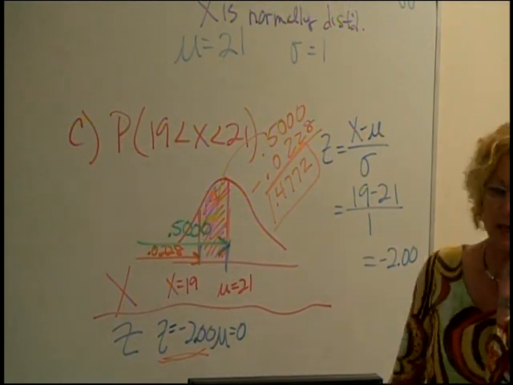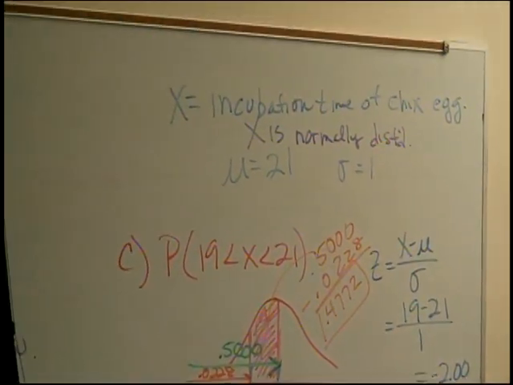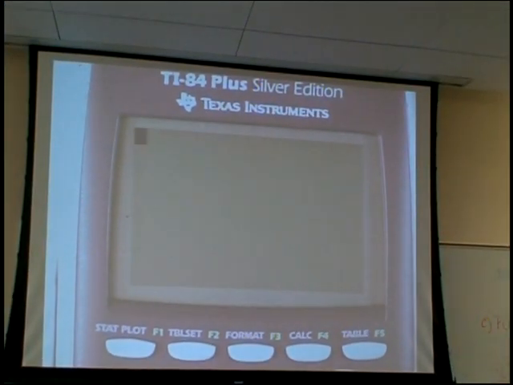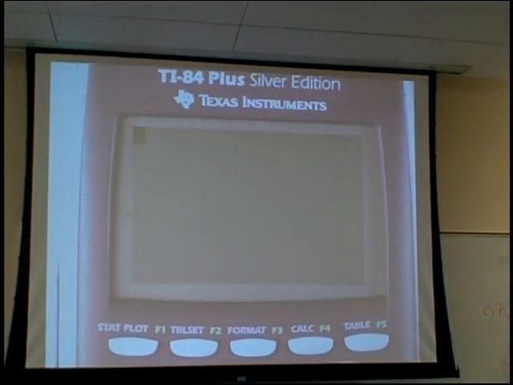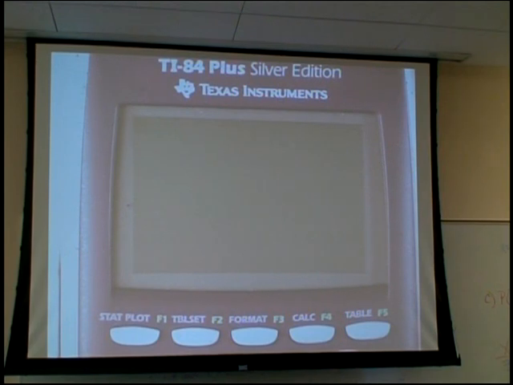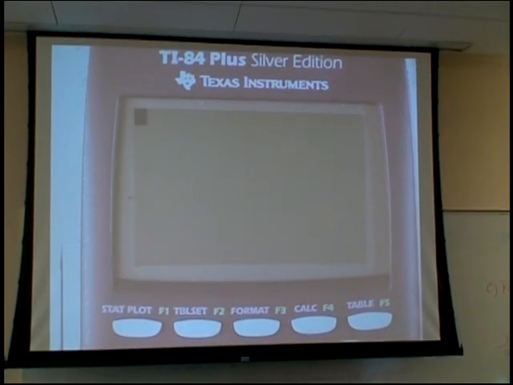Okay, so there's my calculator screen. We're going to use that distribution menu, and remember that there's a normal probability handout on my website.